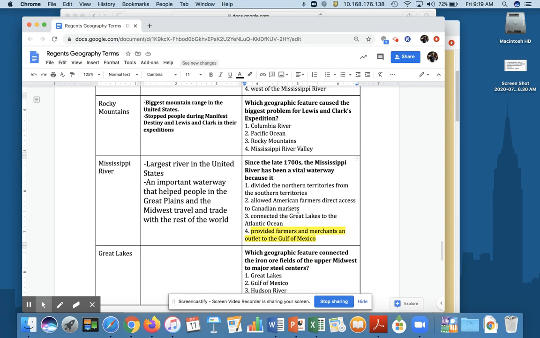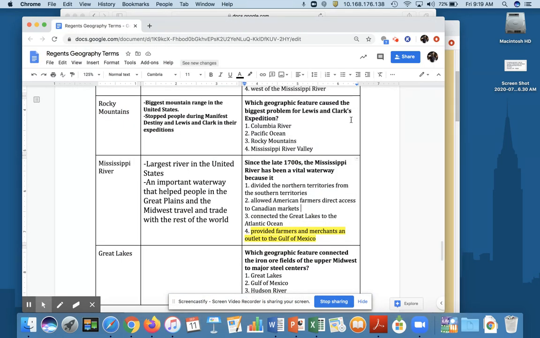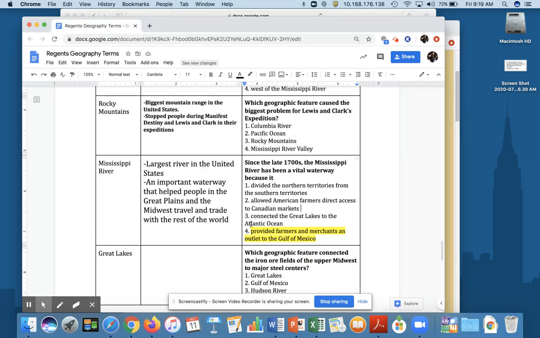All right? Allowed American farmers direct access to Canadian markets. Well, it gets close to Canada, but it doesn't go to Canada, so that can't be it. Connected the Great Lakes to the Atlantic Ocean. Very similar concept. The Great Lakes are here, but it doesn't connect. It gets close. Okay, it doesn't connect, though, so that's not the best answer either. The best answer is going to be 4.